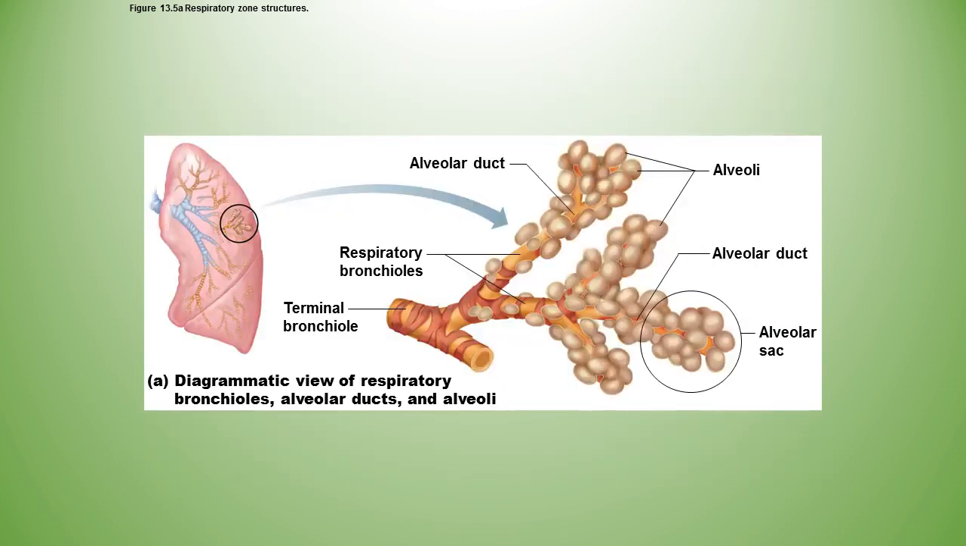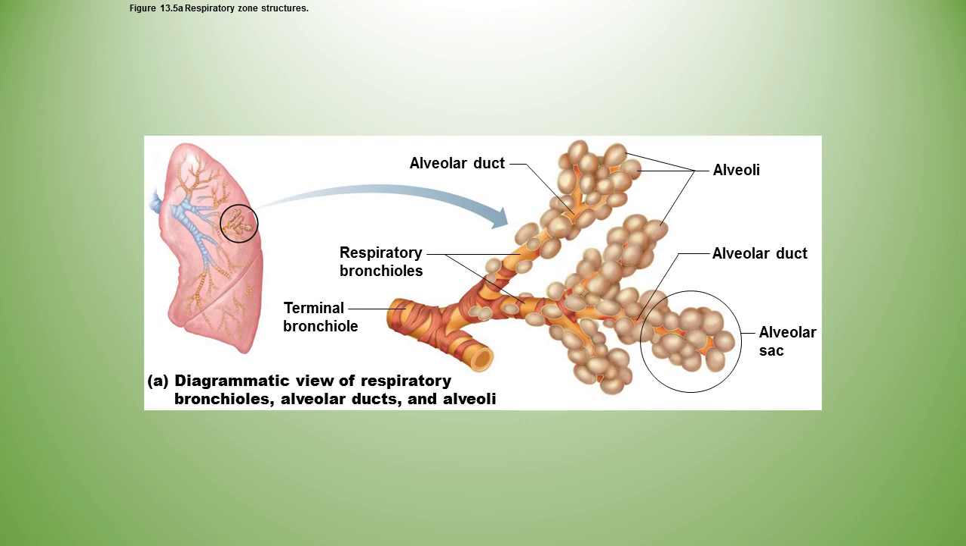Now once into the lungs, the primary bronchi will divide into the secondary bronchi, which serves each of the lobes. And yes, the left lung is slightly smaller than the right lung. The left lung has 2 lobes, the right lung has 3 lobes. The reason the left lung is a little bit smaller is to leave room for the heart.